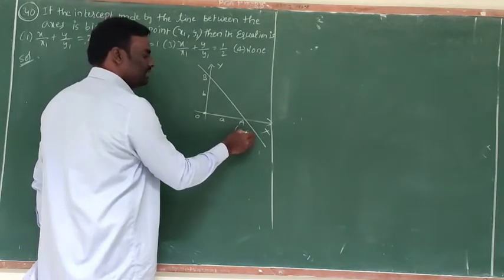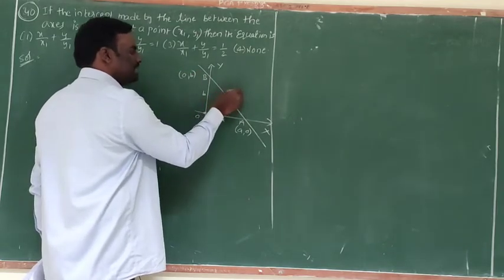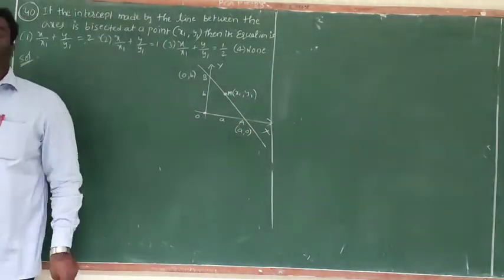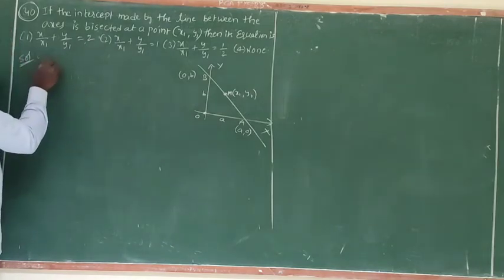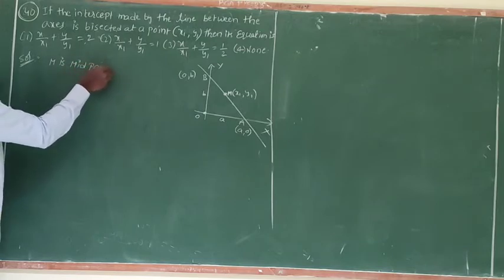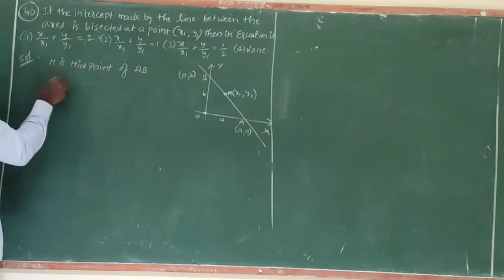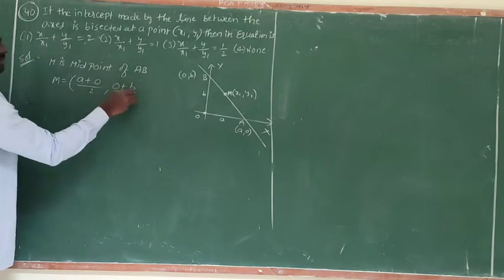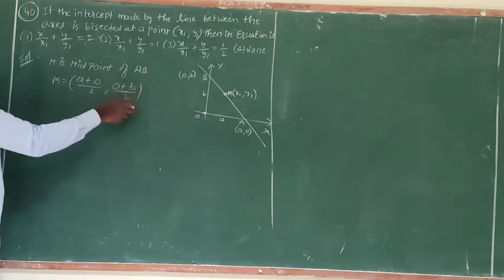Now, this point is A comma 0 and this is 0 comma P. Bisected means M is a midpoint, that is x1 comma y1. So, from this diagram we can write M is midpoint of AB. Then M equals A plus 0 by 2, 0 plus B by 2. Already we discussed the midpoint formula: x1 plus x2 by 2, y1 plus y2 by 2.